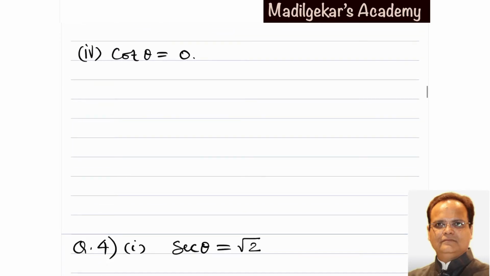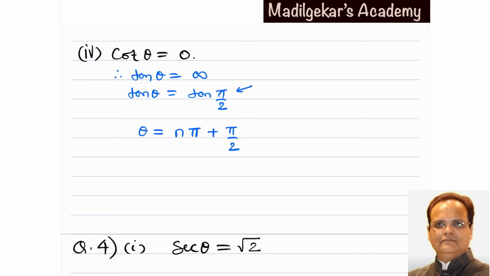Next, what about cot? If cot theta equals 0, then you can write tan theta as not defined, by taking the reciprocal. We know tan of pi by 2 is infinity. So here the smallest non-negative angle is pi by 2. Again, apply the same formula, same result. We get theta equals n pi plus pi by 2. So this is the required general solution.